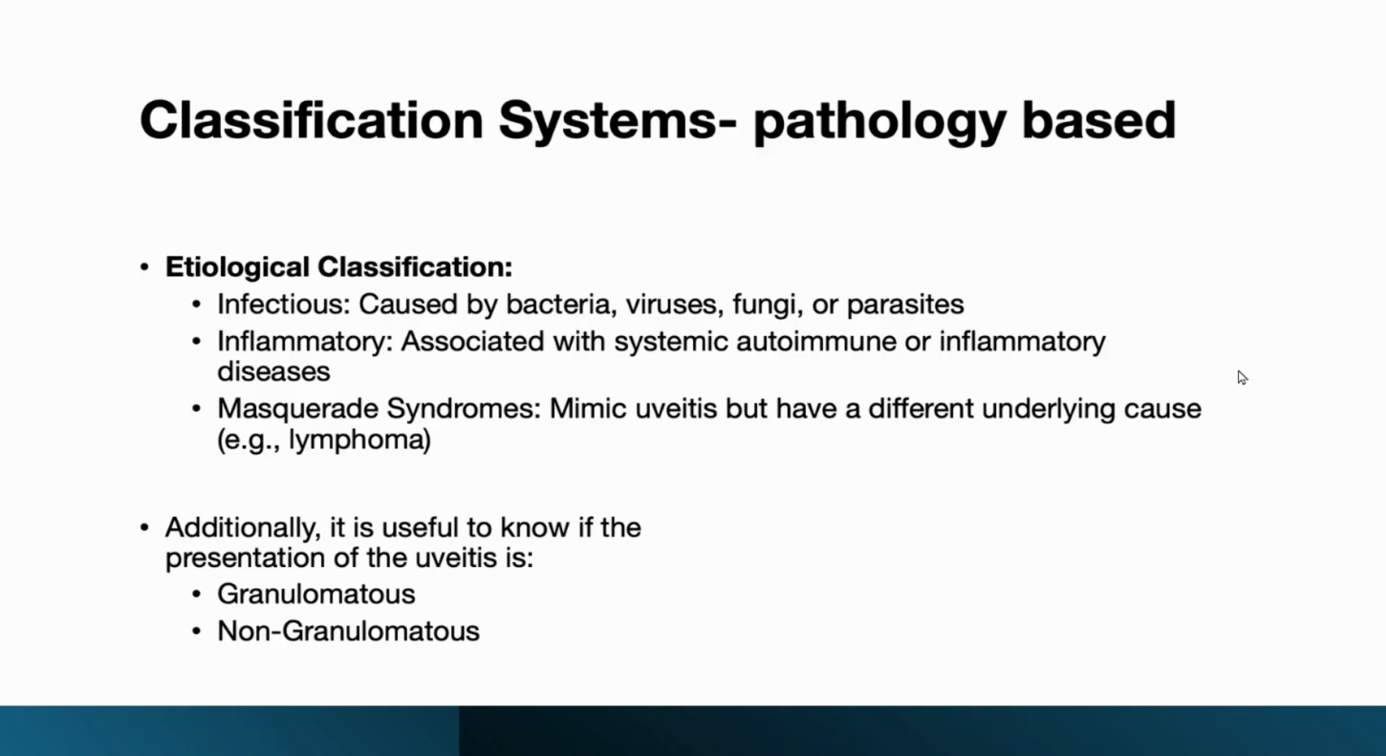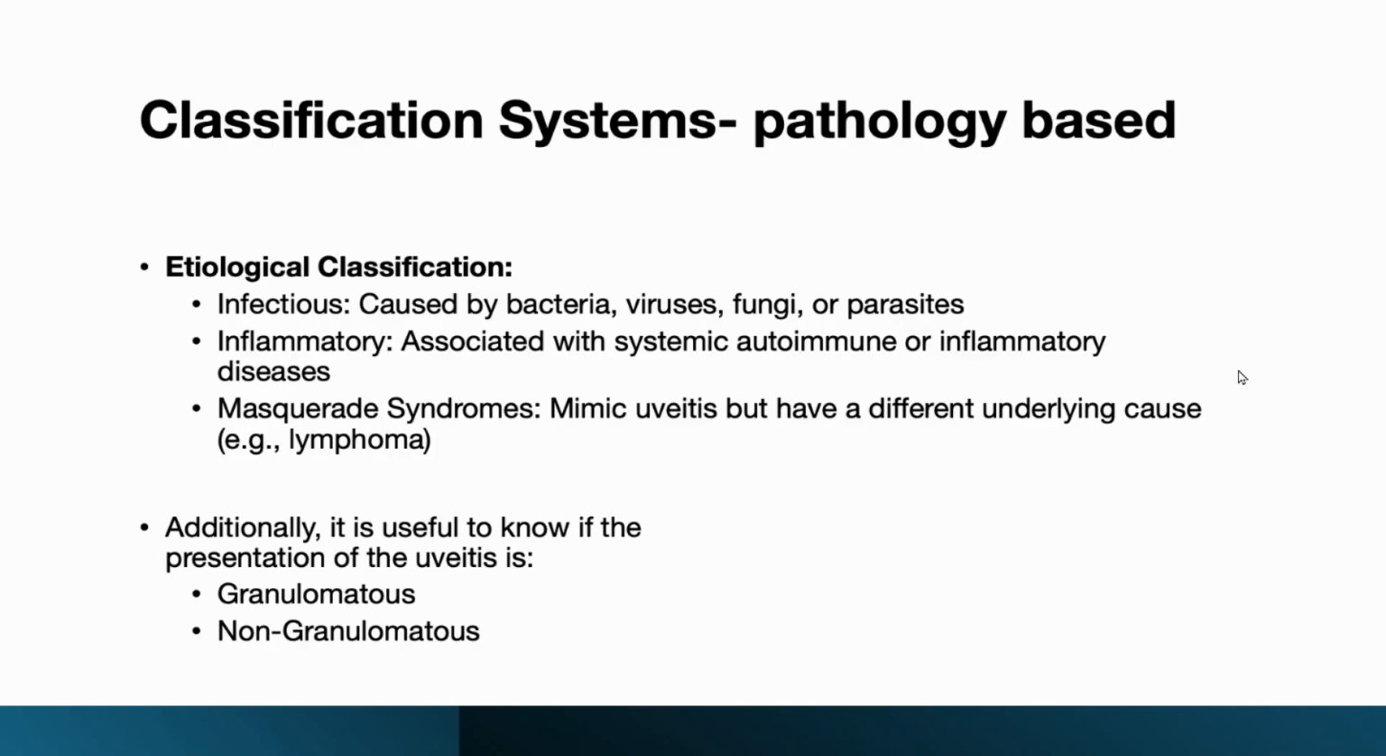An important question with uveitis is whether it's infectious or non-infectious. One of the biggest clues is usually that it's often unilateral and severe. Severe uveitis in one eye is more likely to be infectious, especially if it involves the back of the eye, and we'll show some examples later on.